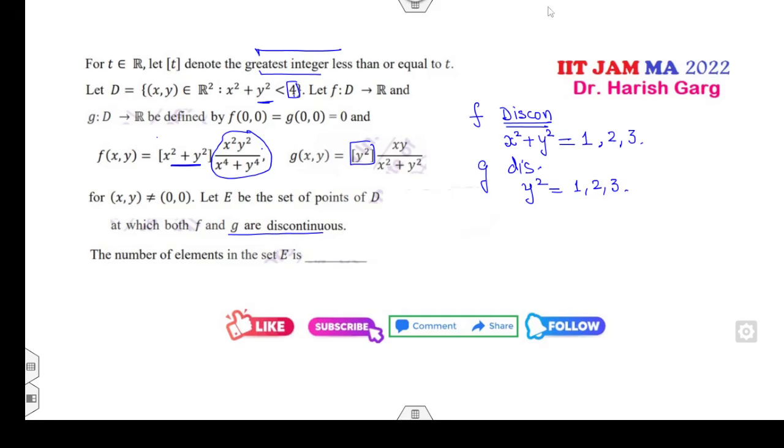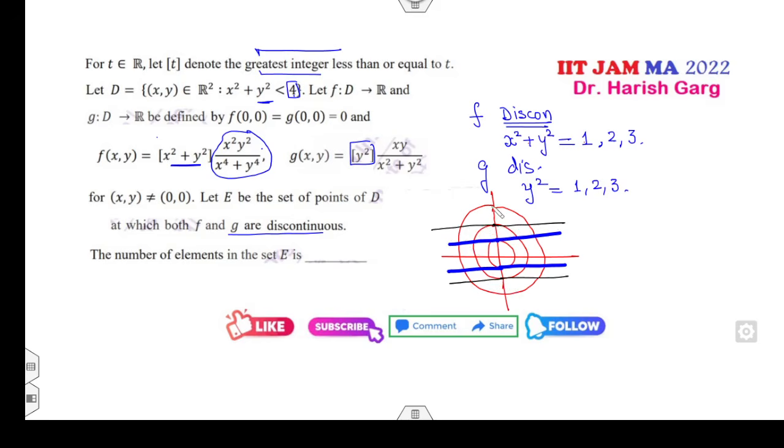Fine. Now you can draw it graphically. Look at that. x square plus y square is 1, equation of the circle. x square plus y square is equal to 2, equation of the circle. x square plus y square is equal to 3, again equation of the circle. Now y square is equal to 1. This is the value 1 and it is -1. Fine. Look at the second one. This is the line for y square is equal to 2. And this is the line for y square is equal to 3.